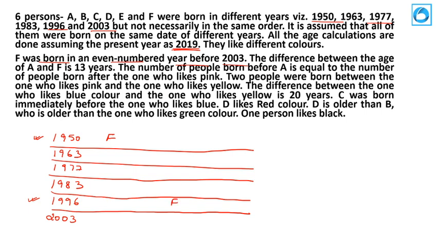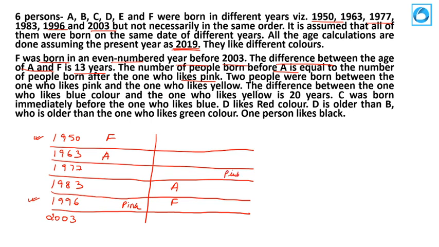Then the age difference between F and A is 13 years. It is not given who is elder and who is younger. So in the first case A can be here. In the second case, 1996 and 13, if we calculate from 2003, we have to subtract, right? So we will be getting 83 here, right? The number of people born before A is equal to the number of persons born after the one who likes pink, right? So there are colors also. So before A should be equal to the number after the one who likes pink, right? So before A, you can see pink will be coming here in this case, right?